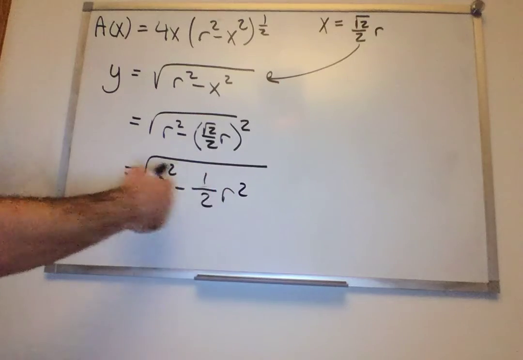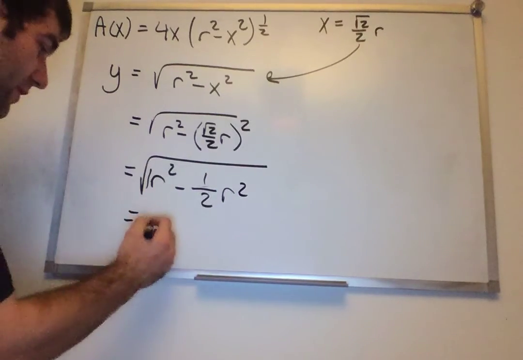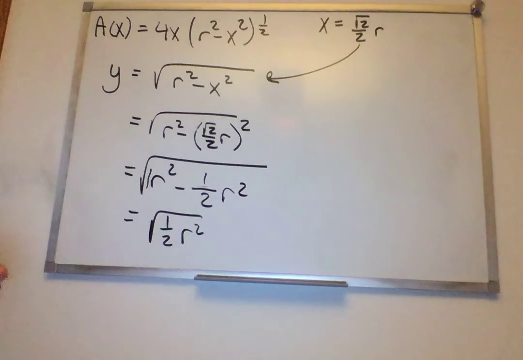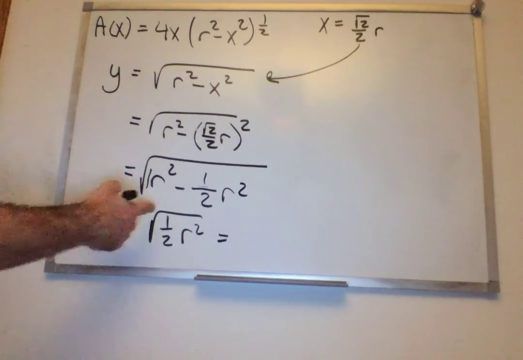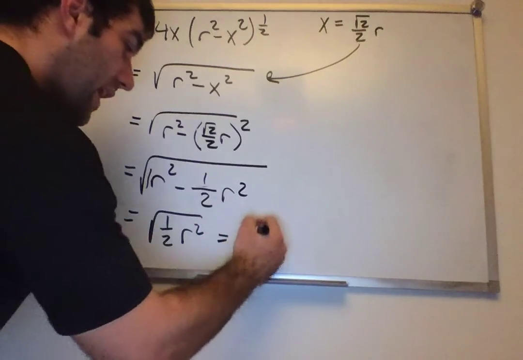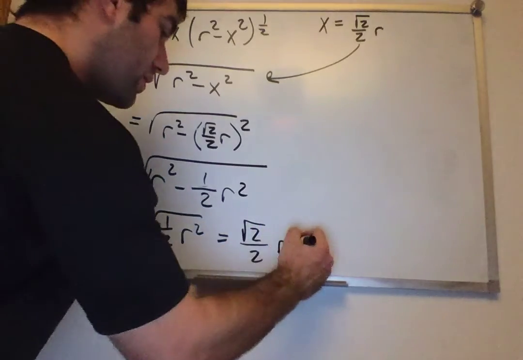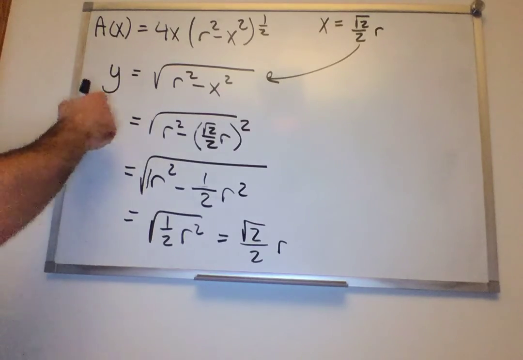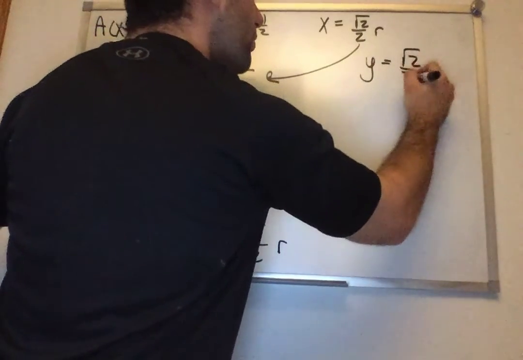Now, these two are like terms. That's a 1 in front of there. 1 minus 1/2 is square root 1/2 r squared. We've seen this before. The square root of 1/2 is root 2 over 2. Square root of r squared is just r. So we now found our y coordinate. y is equal to square root 2 over 2r.